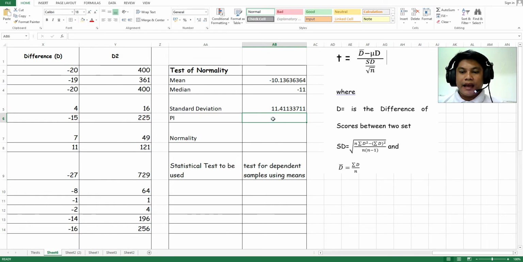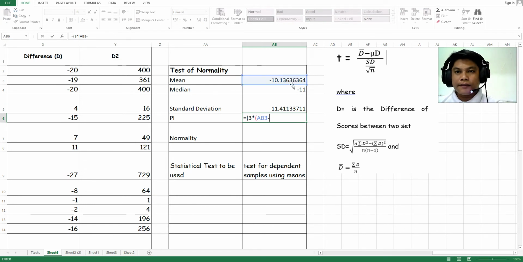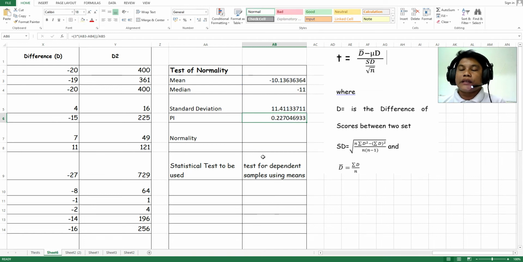And then PI is, if you remember, open parenthesis 3 times you subtract the mean minus the median, then close that parenthesis, and then divided by the standard deviation. So it's 0.22 according to the Book of Blumen. It's between the range -1 to +1. So we can say it's normally distributed. So therefore, it's normally distributed.